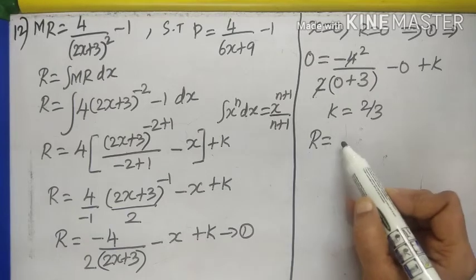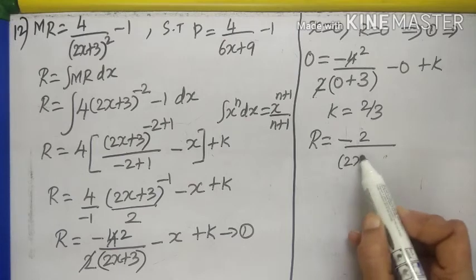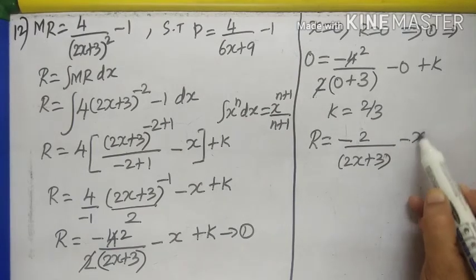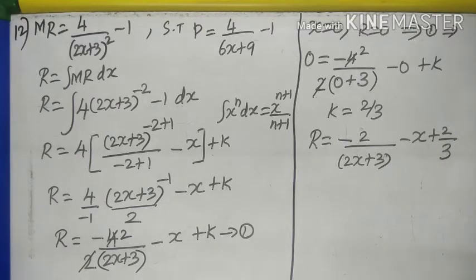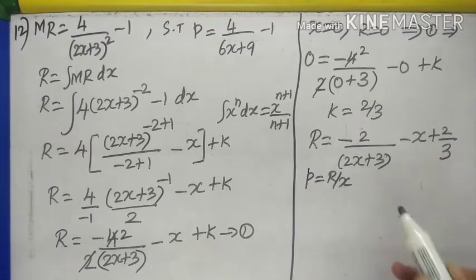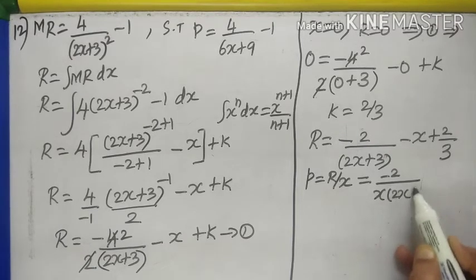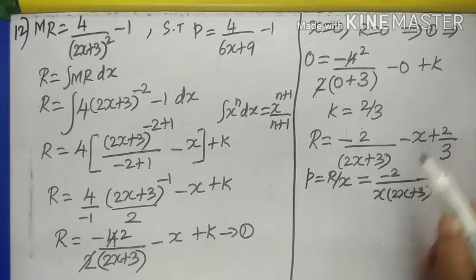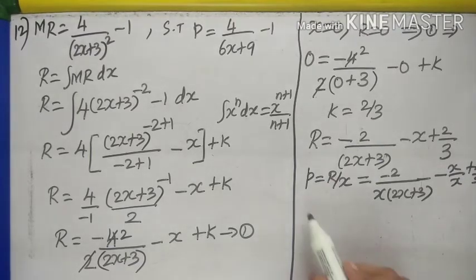R equals minus 2 by 2x plus 3 minus x, k value is 2 by 3. So this is R. My question is to find the demand function, that is R by x: minus 2 by x into 2x plus 3, minus x by x, plus 2 by 3x. P equals, this minus x by x, let me write minus 1.